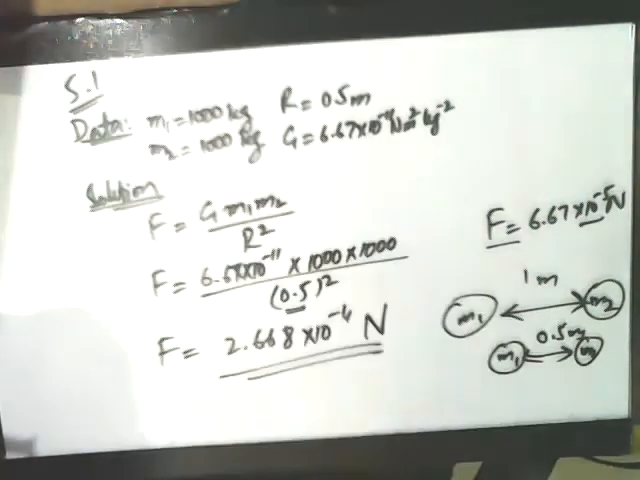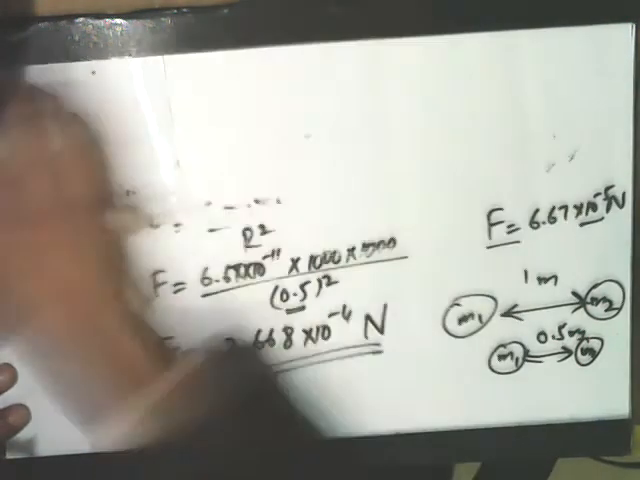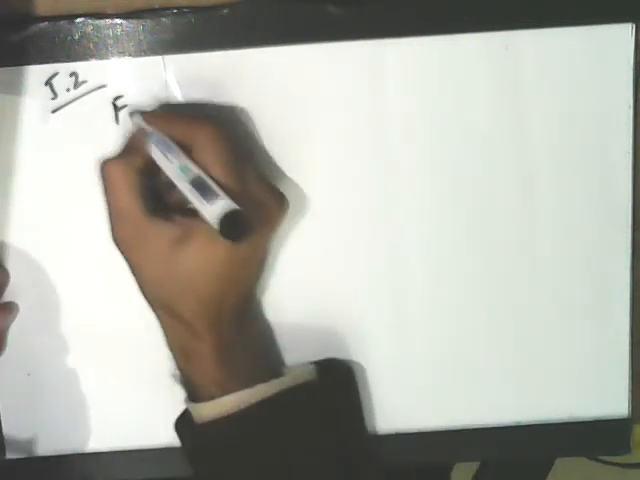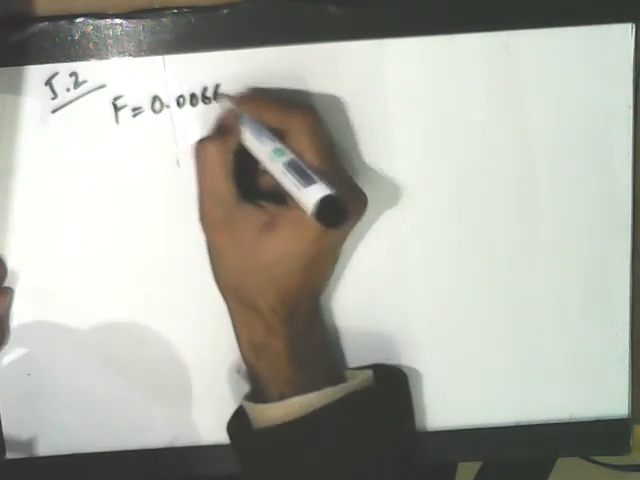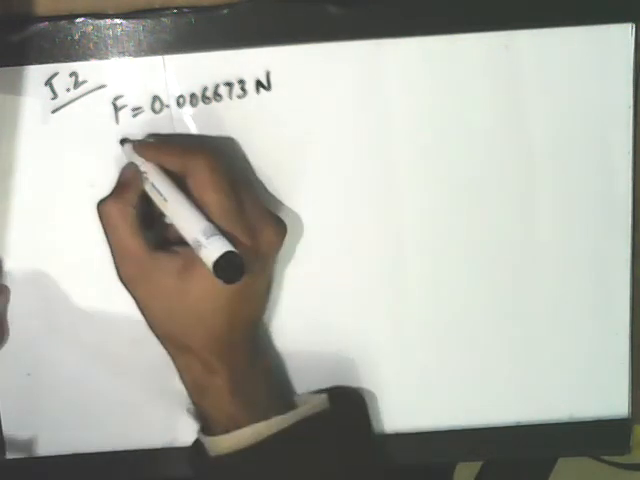Now let's get to 5.2. The gravitational force between two identical lead spheres kept at 1 meter apart is this, right? They have given us the force. We have force, which is 0.00066736 newtons, if I'm not wrong. Yes.